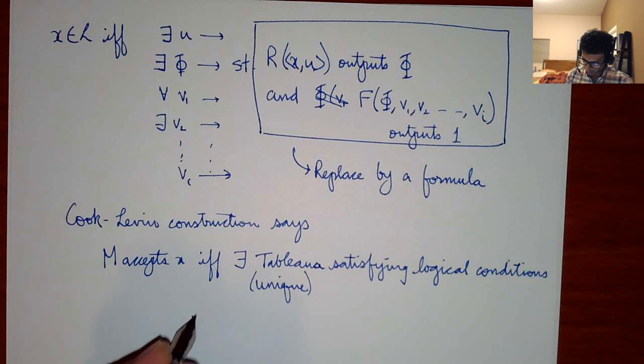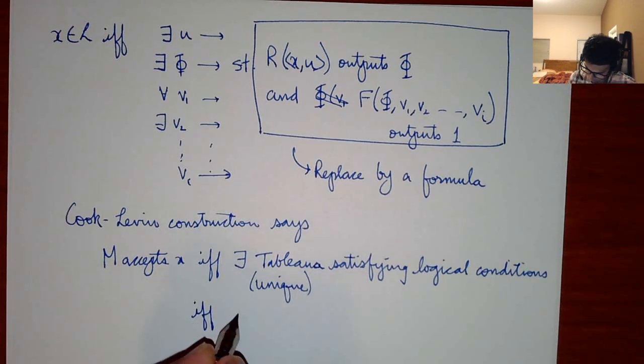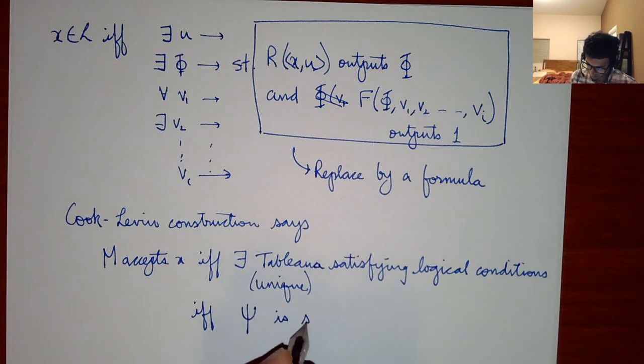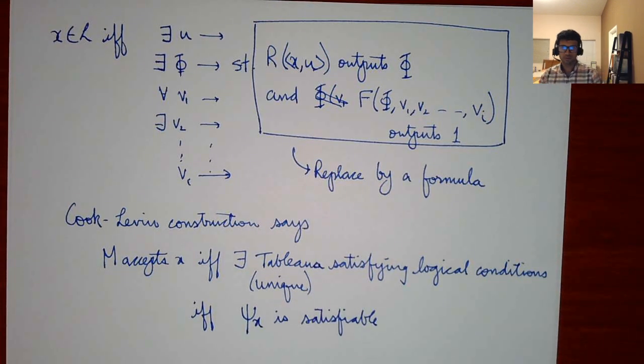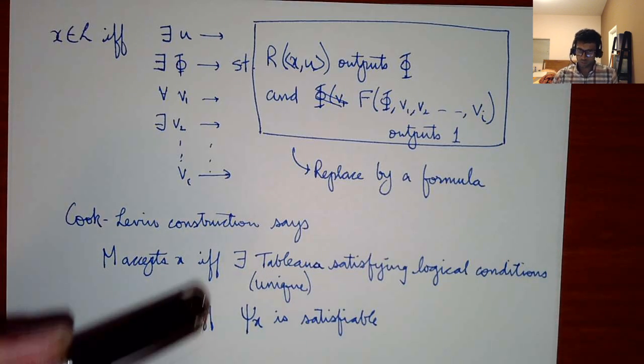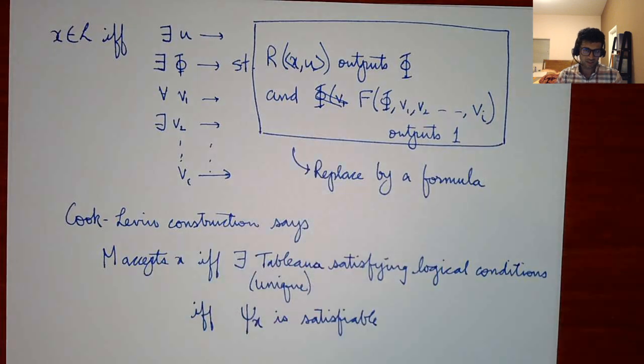And if you recall, we were able to convert this and say if and only if some C is satisfiable, where C is a function of X. So what one does is that what is in this box is simply some deterministic procedure. It's just some deterministic procedure.